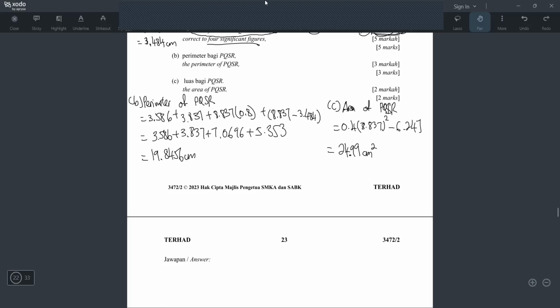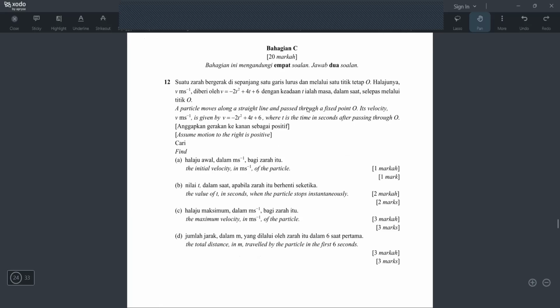Okay, done. Let's go. This is section C. In section C, they give you 4 questions and it's always fixed. The 4 questions will be kinematics, linear programming, index number, and the last one is solution of triangle, right? These 4 chapters will be in section C.